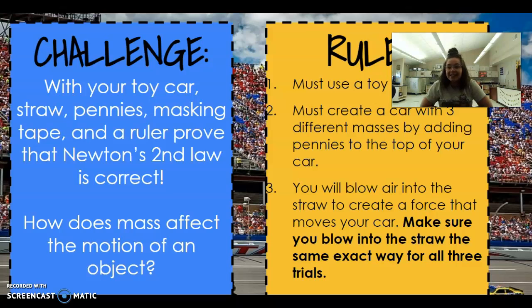So what this means is, for every race we've done, we've changed a variable 3 times, and then we've done 3 trials. So the variable you will be changing is the mass of your toy car. So you'll have 3 different masses that you'll run your race for.